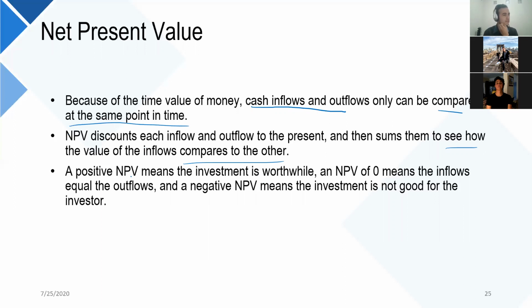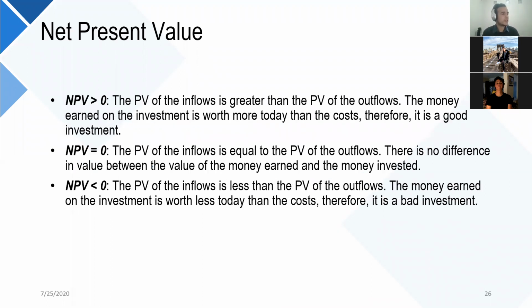And a positive net present value means the investment is worthwhile because you are actually generating money at the same period of time. And a negative net present value will mean that it's not a good investment because money loses its value during the time of the project. And what you are finding out when you see a negative net present value is that the investment is actually losing you money at the same period of time, so you will reject that. And when it's greater, it means that the money earned on the investment is worth more today than it is worth tomorrow. So that's why you invest now.